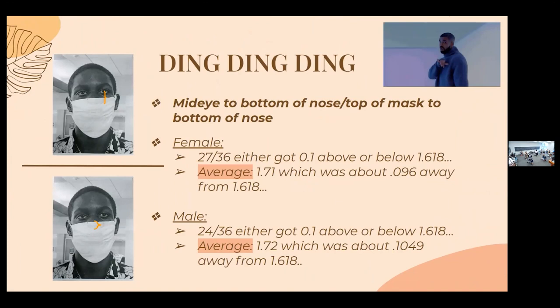All right, ding, ding, ding. So this was the measurement that was the most frequent and pretty close to the golden ratio. The measurement was mid-eye to bottom of nose over top of mask to bottom of nose. It occurred 27 times in the female and 24 times in the male. And the average for the female was 1.71, sorry, and the male average was 1.72, but both were about 0.1 away from the golden ratio, 1.618.